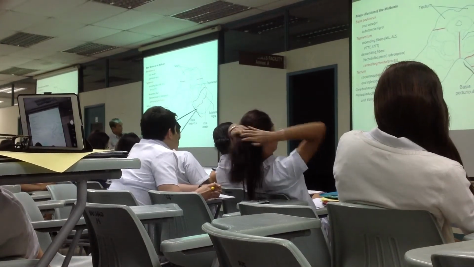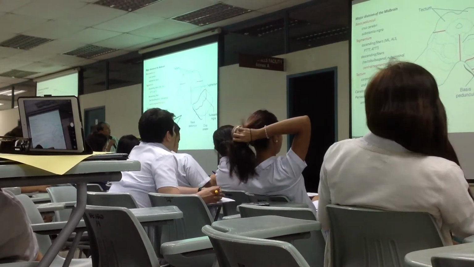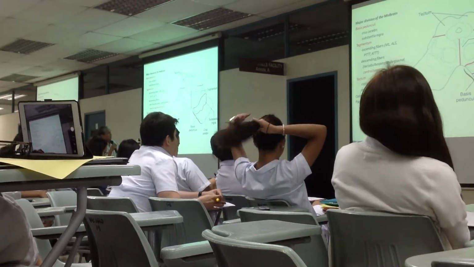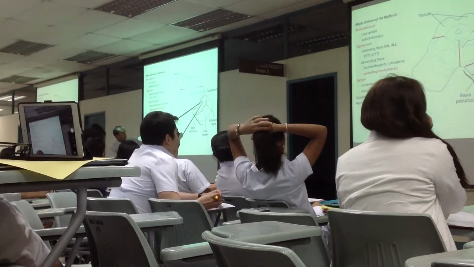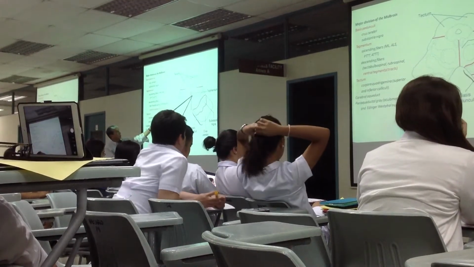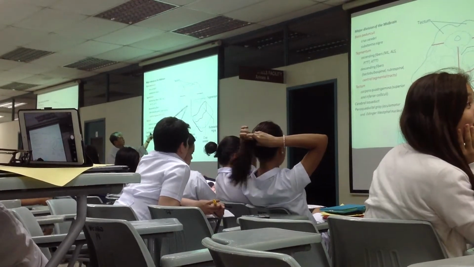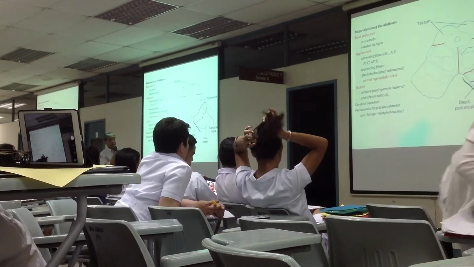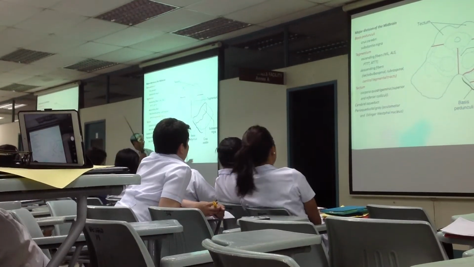This is the crus cerebri na tinatawag natin, which is the ventral portion. You have the substantia nigra, then you have the tegmentum, and then you have the tectum. So these are the three components. Okay?